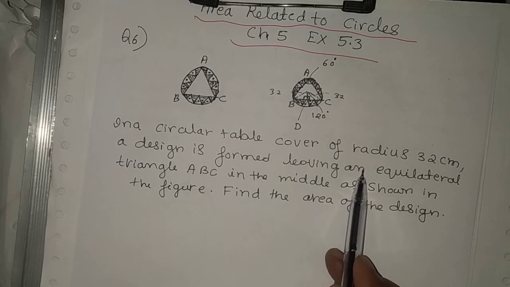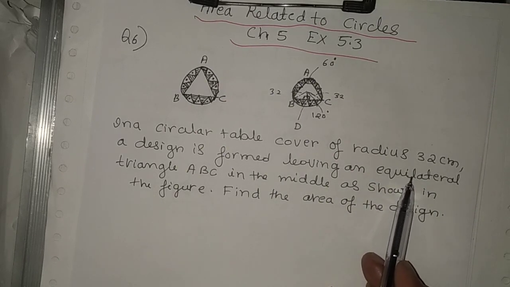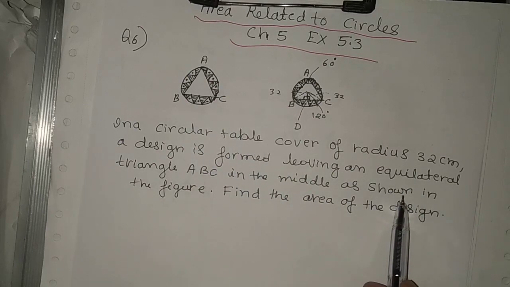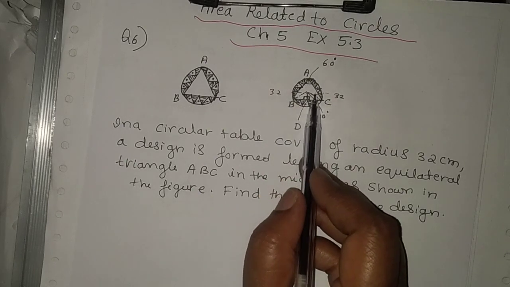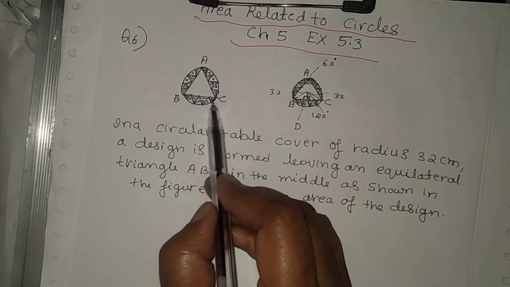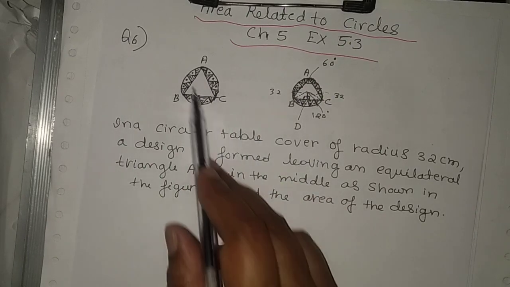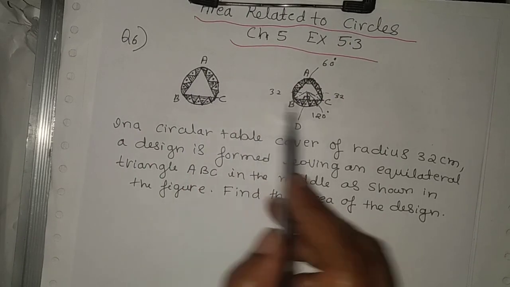design is formed leaving an equilateral triangle ABC in the middle as shown in the figure. Find the area of the design. So we have to find out this area of the design. A round table is there, an equilateral triangle is there. So we have to find out the area of this design.